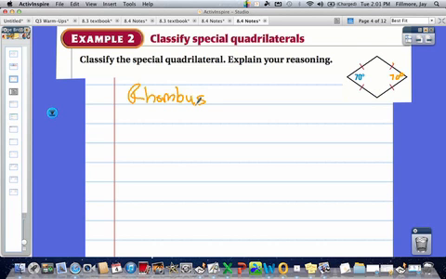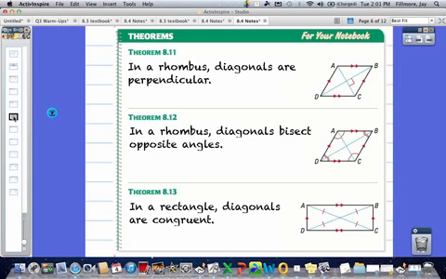So this should be a review. We should remember some of these things about rhombuses and rectangles and squares. But let's look at some specific properties you might not have seen before.